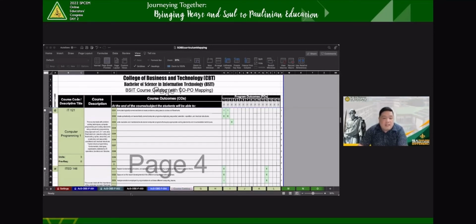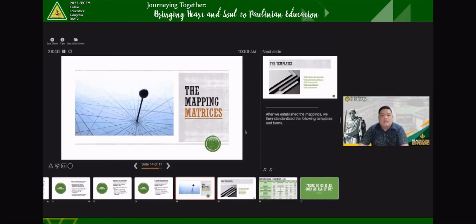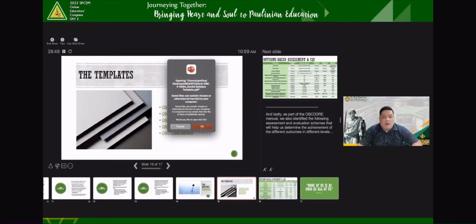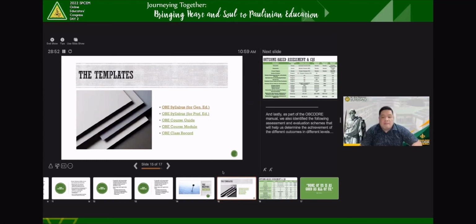Let me share my PowerPoint again. Okay, so after we establish the mappings, we then standardize the following templates and forms. We have the templates and forms, starting off with our syllabus template for Gen Ed.